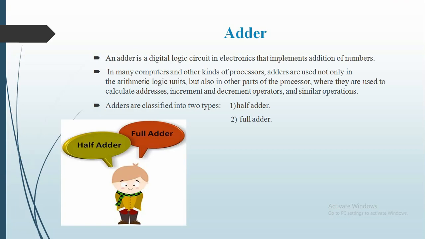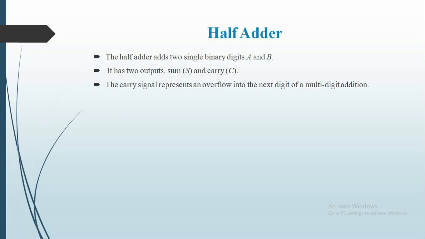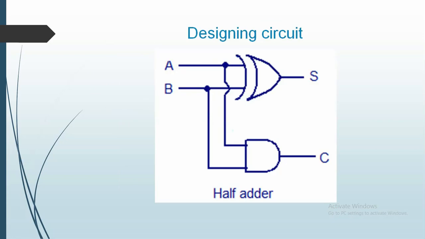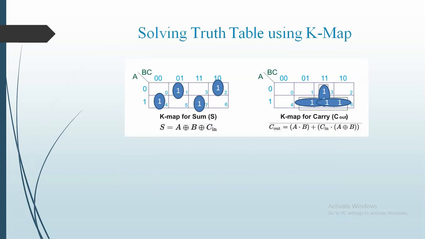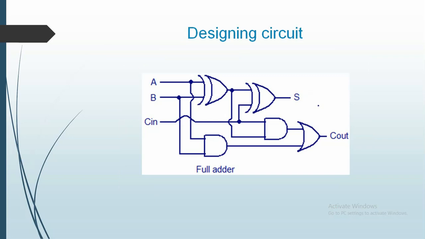This is the index. We already saw the adder, which is classified in two types, that is the half and full adder. What is the addition of signals, what is the half adder, truth table, K-map, analyzing results, circuit of a half adder, full adder, full adder's truth table, K-map, analyzing results of full adder, and designing circuit. Up to this part we already completed in the previous video.